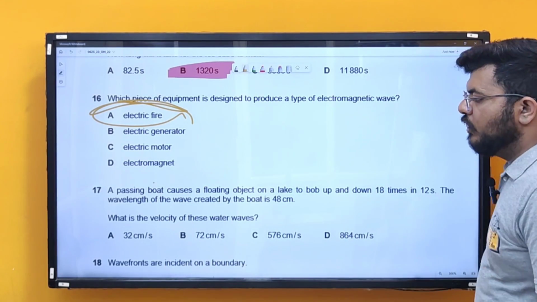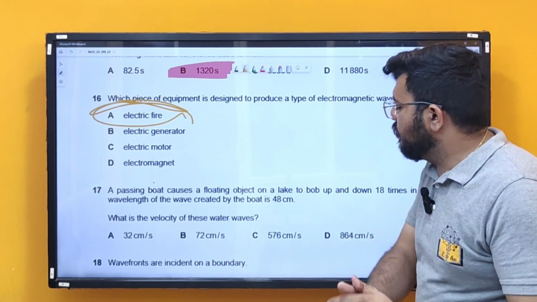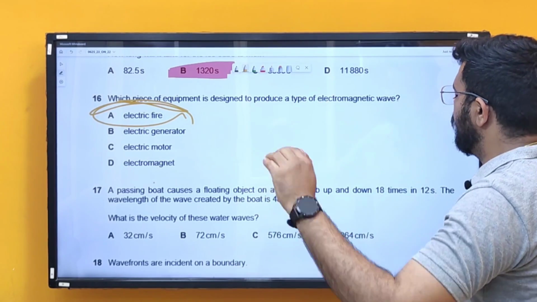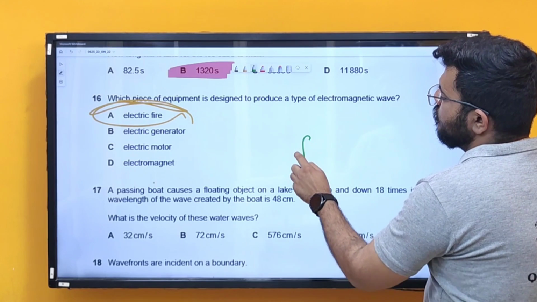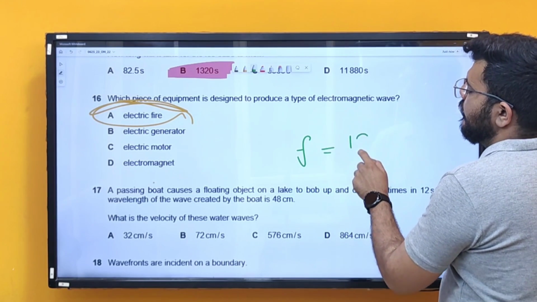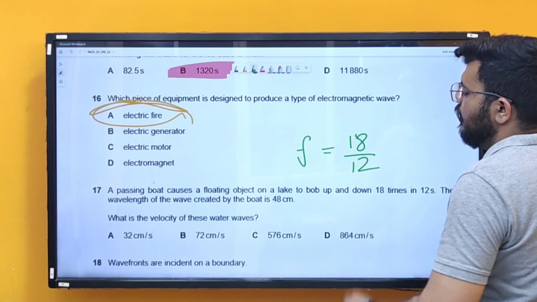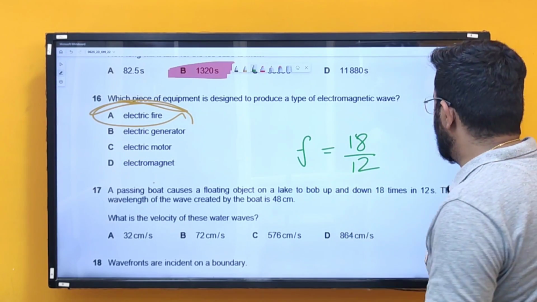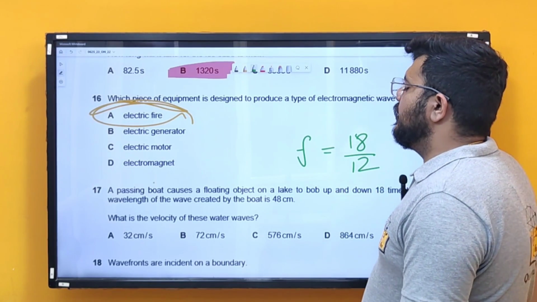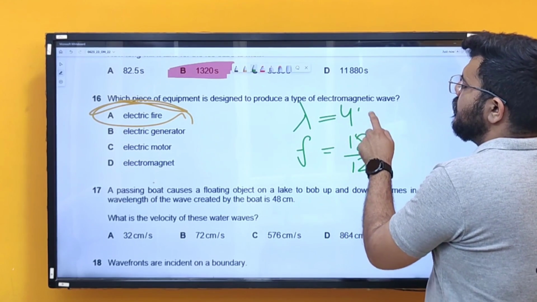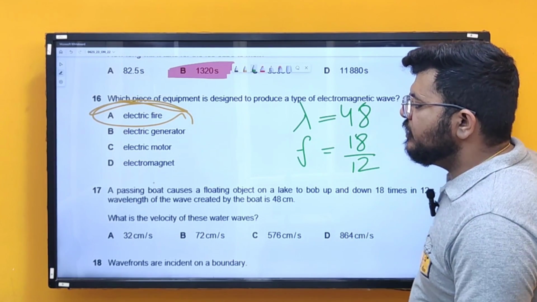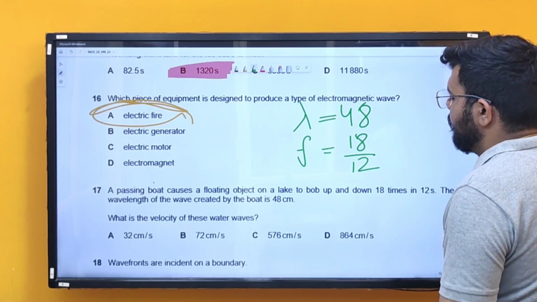A passing boat causes a floating object on a lake to bob up and down 18 times in 12 seconds. So frequency of this object is 18 by 12, right? Per second we will find here. The wavelength of the wave created by the boat is 48 centimeter. What is the velocity of these waves?